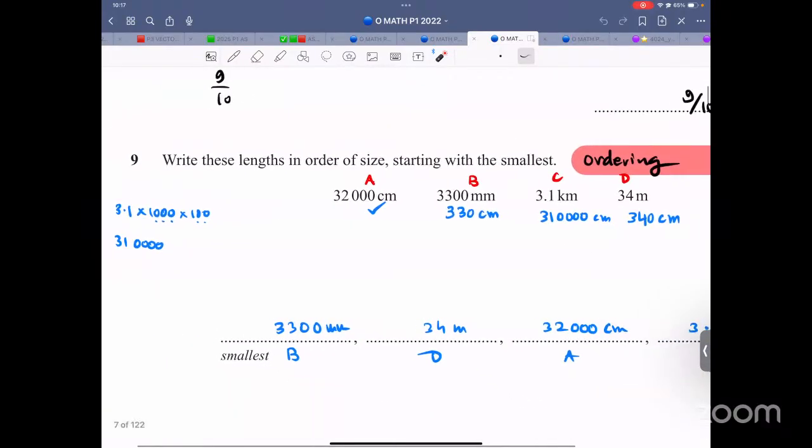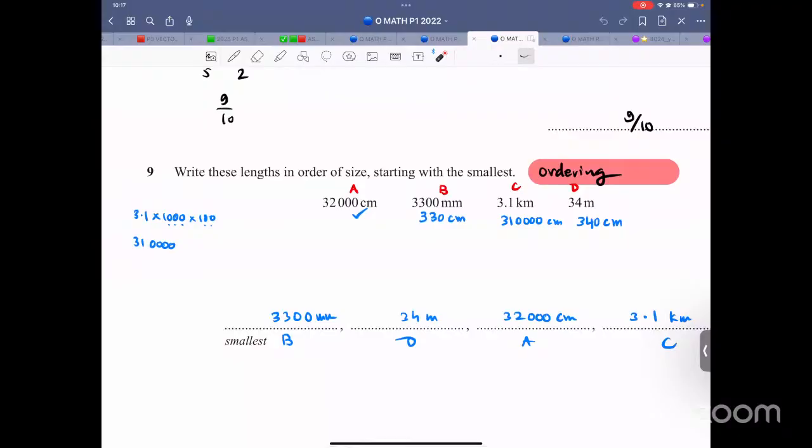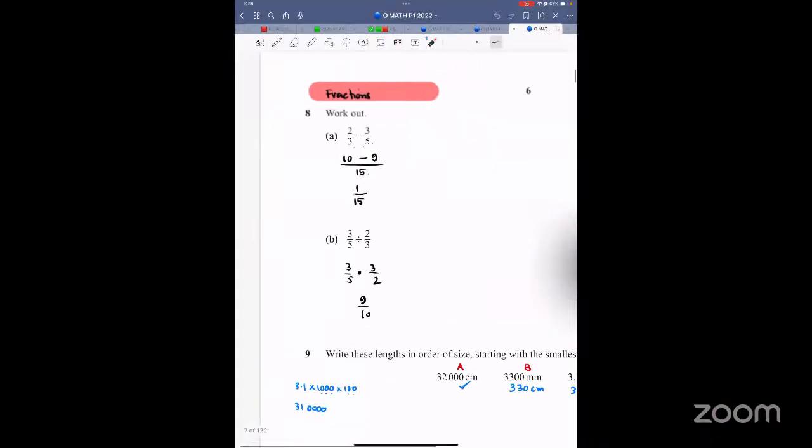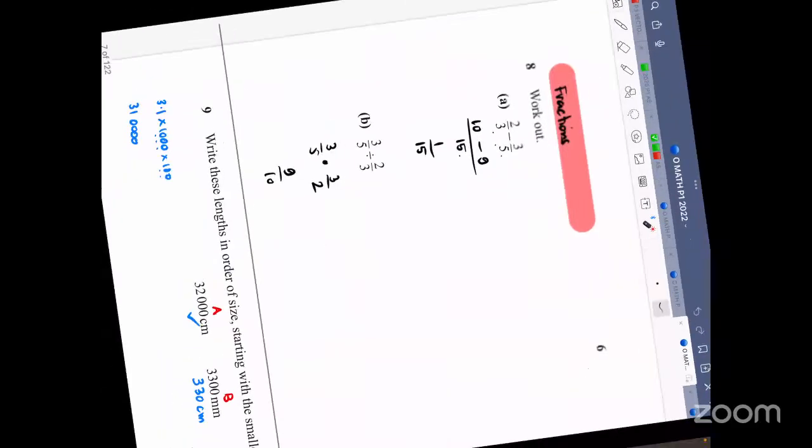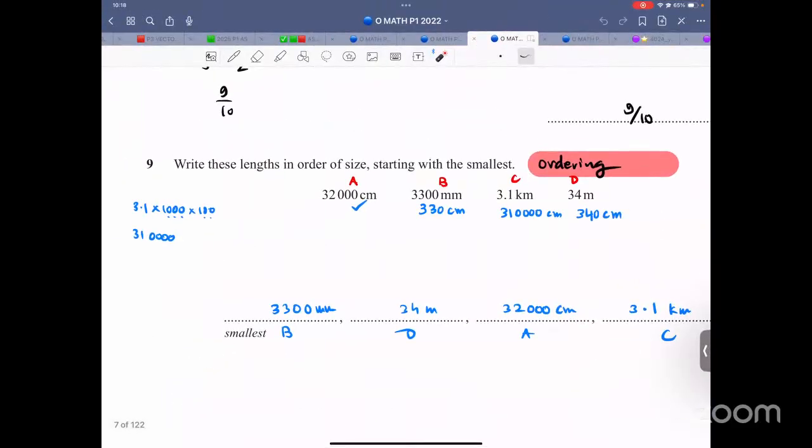Write the lengths in order of size starting with the smallest. Now this is a question of ordering. What needs to be done is that first of all, make sure they all are in the same units. So that is the first thing that needs to be done.